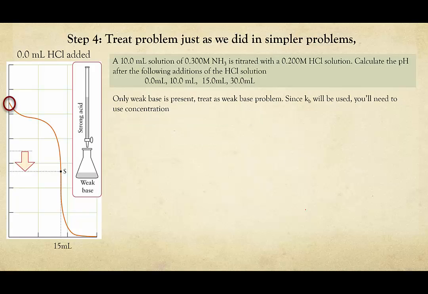Let's start with our 0 mils added. At 0 mils added, we're at the very beginning of the titration, and we simply have a 0.3 molar solution of NH3. This is not any different than all the problems that we have been doing for the last couple of weeks. We have our weak base, and it's going to react with water to form its conjugate acid. From here we make our ice chart. We fill in our values. I'm going to be a bit lazy with significant figures and units in order to fit everything in a bit easier, and then we'll take care of that later at the end.